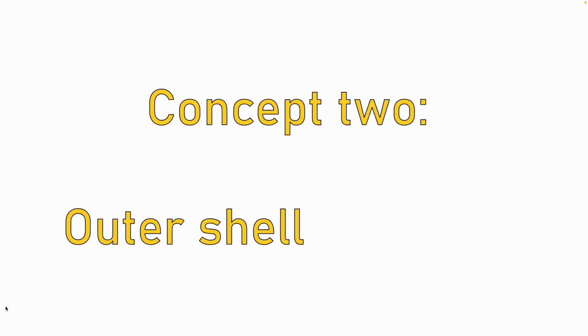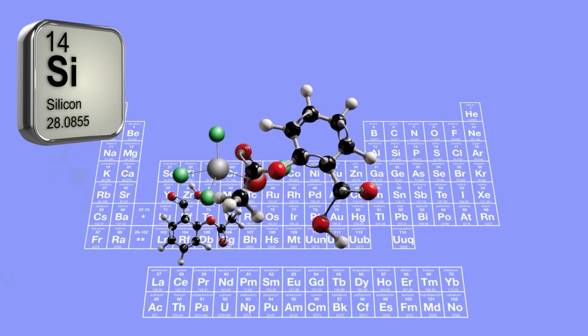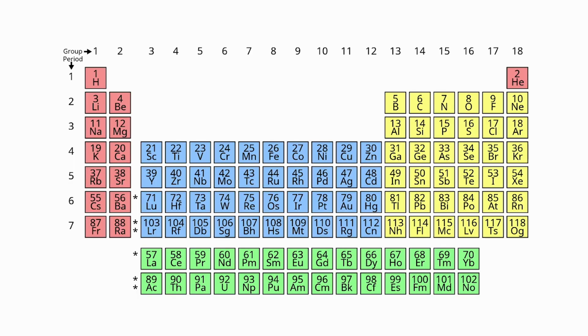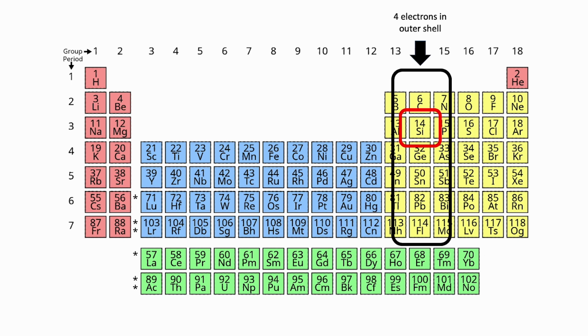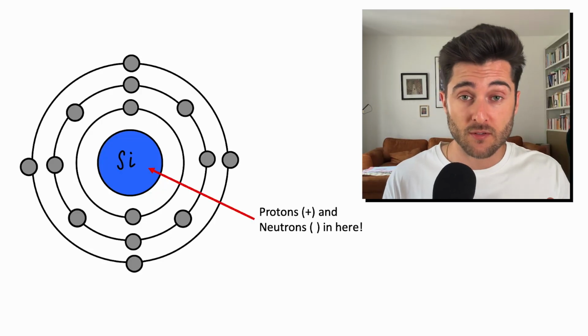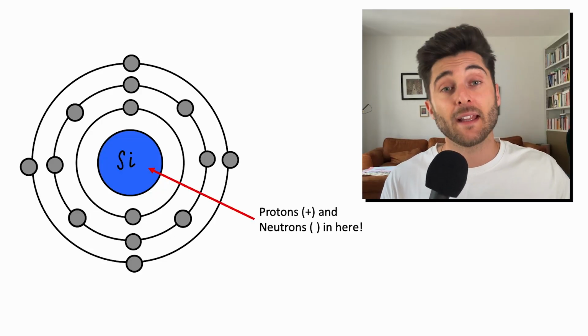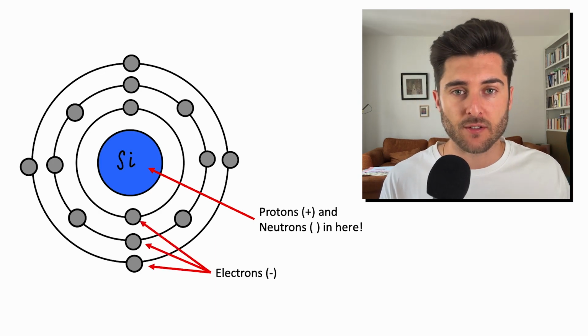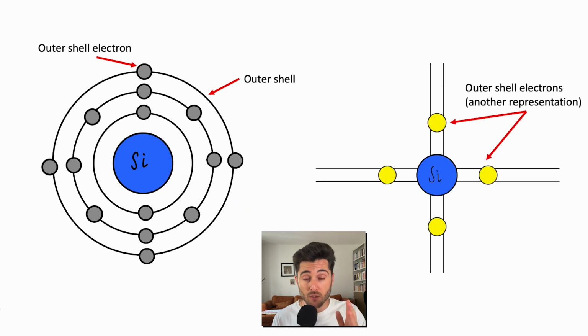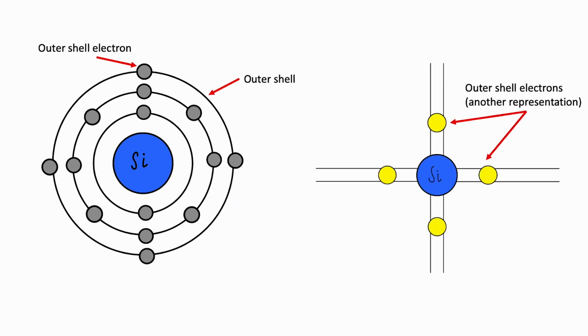Concept number two, outer shell electrons. The majority of currently produced solar cells are made out of silicon. Silicon's group or column in the periodic table all have 4 electrons on its outer shell. Let's go through what that means. This is a silicon atom. Each atom has the same number of protons, which are positive charges, and electrons, which are negative charges. The 4 outer electrons are crucial because they either bond with other atoms or they flow freely.